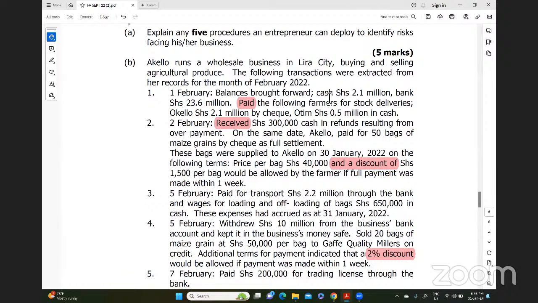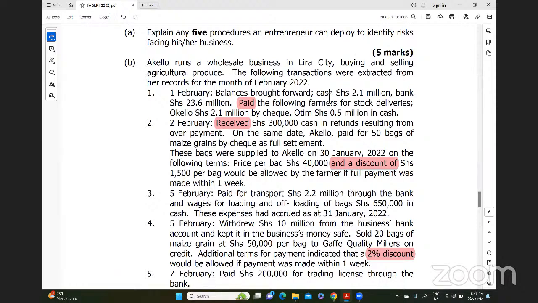On the same date, Akelo paid for 50 bags of maize grains by check as full settlement. Now we may not need to record this so fast because there is some additional information to it. On the same date, which is 2nd of Feb, she paid for 50 bags of maize grains by check as full settlement. These bags were supplied by Akelo. Okay. These bags were supplied, let's say were sold.